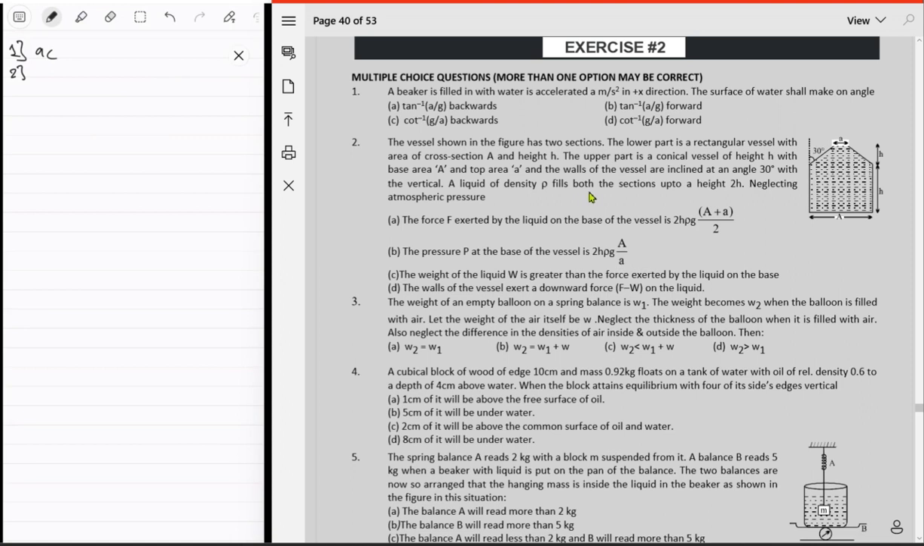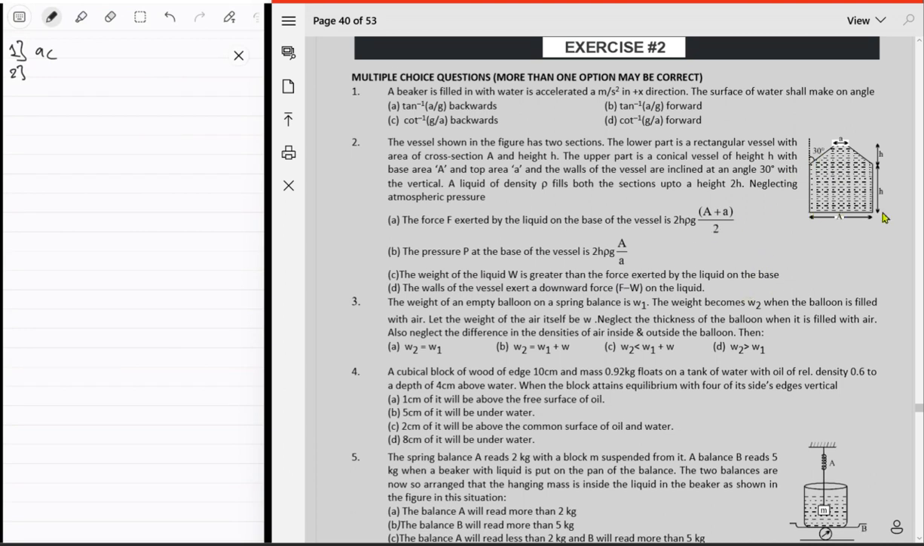The liquid of density rho fills both the sections up to a height of 2h. What do you mean by both the sections? I mean this and that. No, these are just wrong. The weight of the liquid W is greater than the force exerted by the liquid on the base.